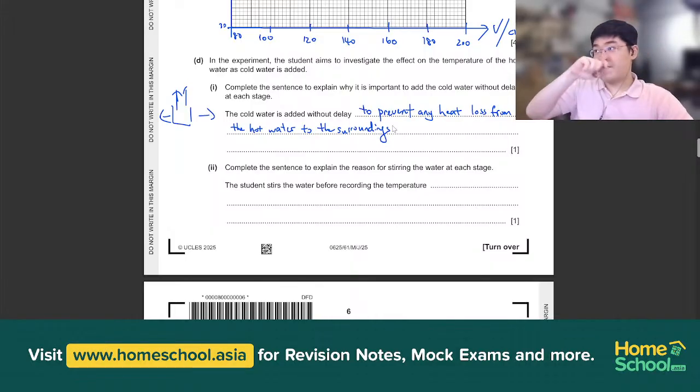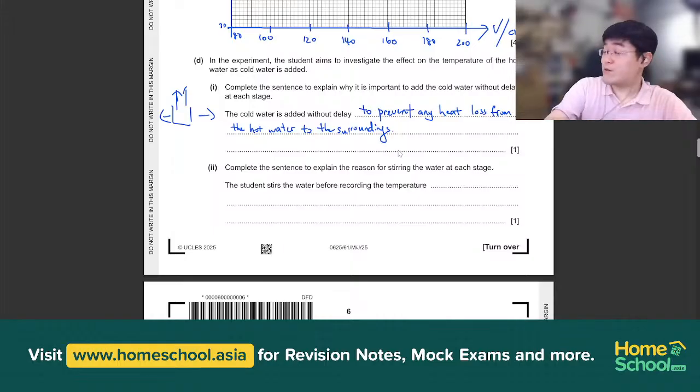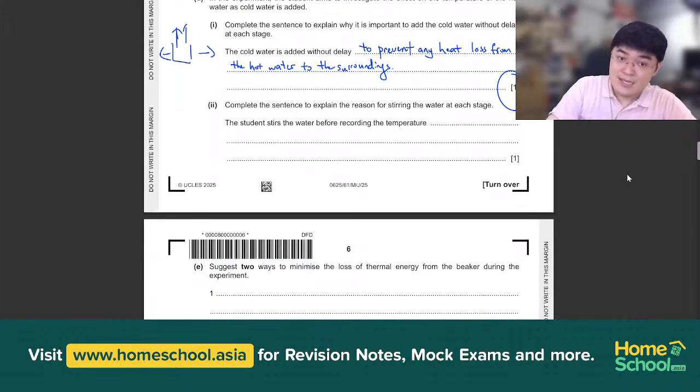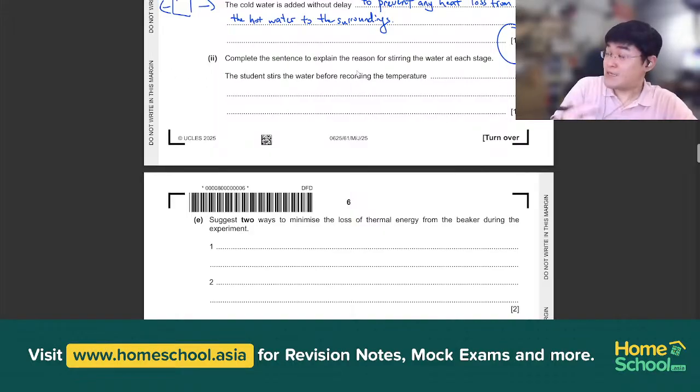Okay, so by doing so, if you write down that it is to prevent any heat loss from the hot water to the surrounding, immediately you get your 1 mark. Okay, and the second part, we are to complete this sentence again.